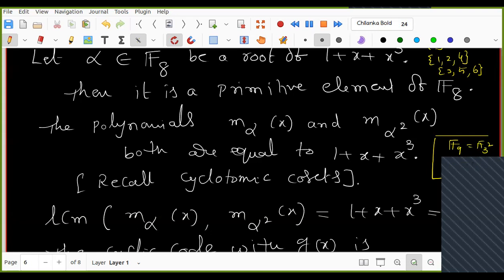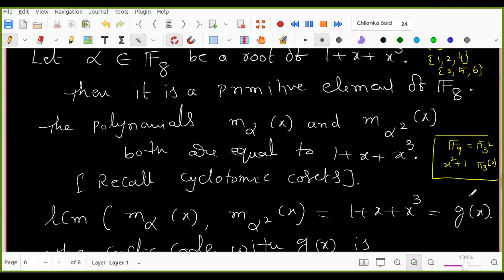Okay. So see, x square plus 1 is irreducible in F3 of x. Do you remember? Yes, sir. So now F9 is equal to what? F3 of x quotiented with x square plus 1.